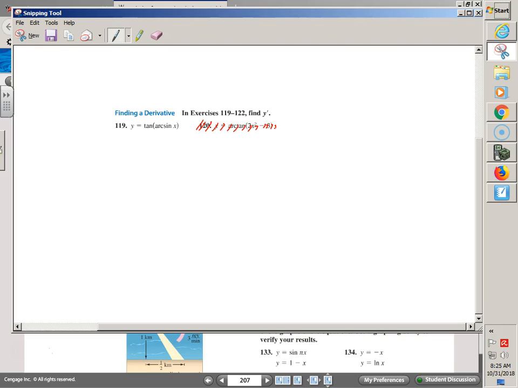Y prime. Oh, I see an outer and an inner. How about you guys? You see an outer and an inner? I see a chain rule. Y prime, just take the derivative of both sides. So the derivative of y is y prime or dy dx. If you need to write it out, can't we say that f is equal to tangent of u, where u is equal to, isn't arcsine just sine inverse?